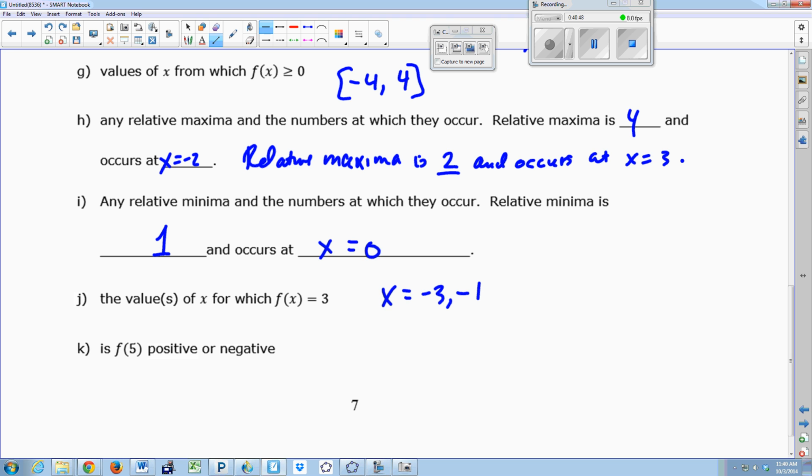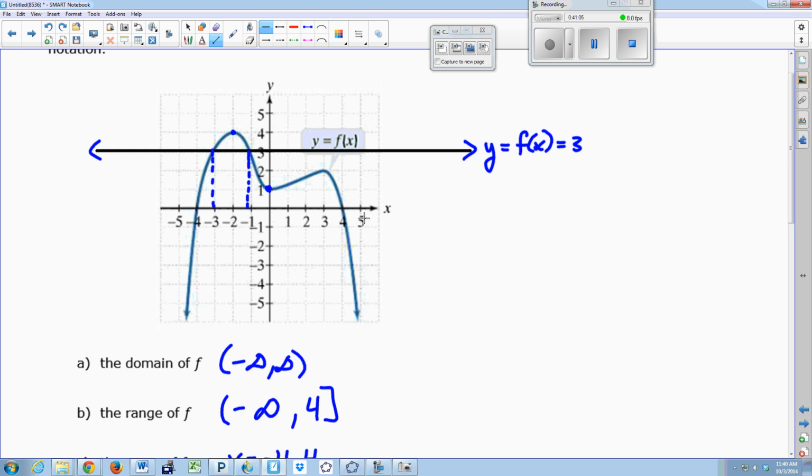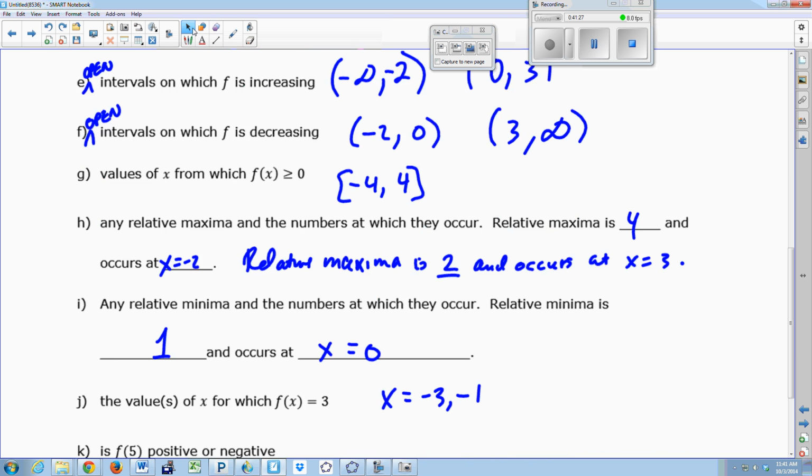Final question, is f of 5 positive or negative? So do I look at the number 5 to determine that? Jesse's saying no. Where do I look, Jesse? I look at the 5 on the x-axis, and then where do I go? Just go down. So I just draw a vertical line straight down through, and I would intersect my graph. Would I be above or below the axis there, Jesse? Below. So f of 5 is negative.